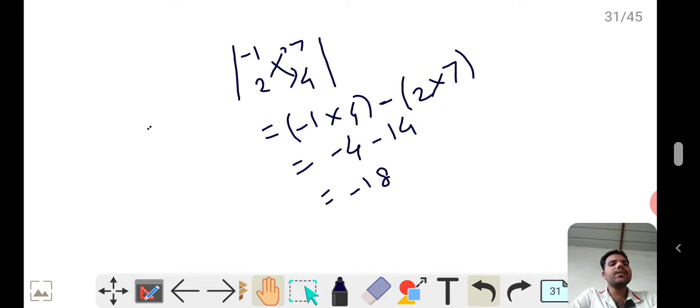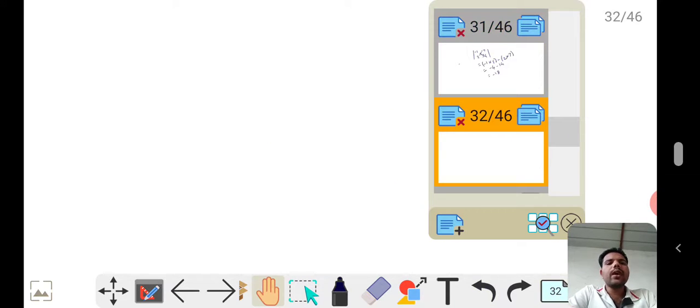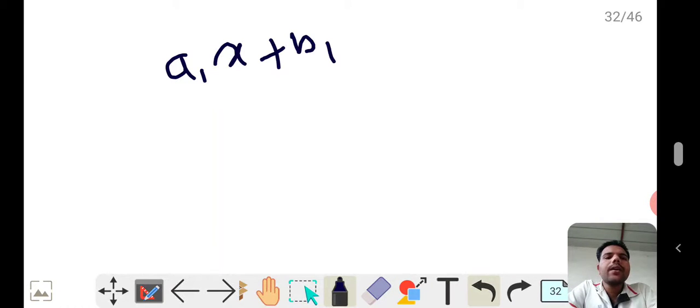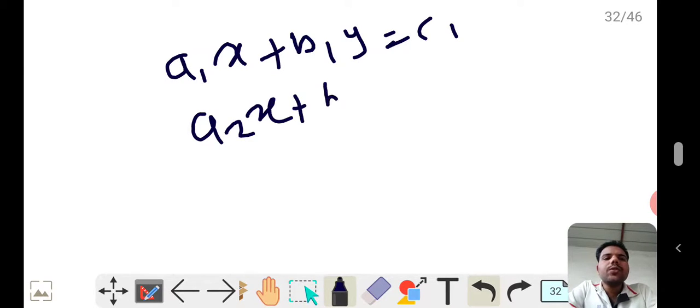Now let's see what Cramer's method is to solve simultaneous linear equations. Suppose we have two simultaneous linear equations, such as a1x plus b1y is equal to c1, and a2x plus b2y is equal to c2.